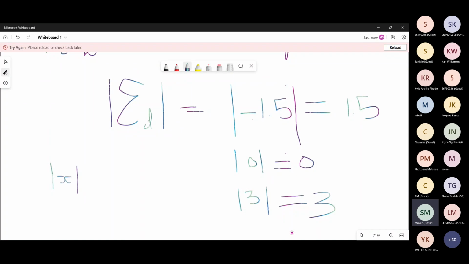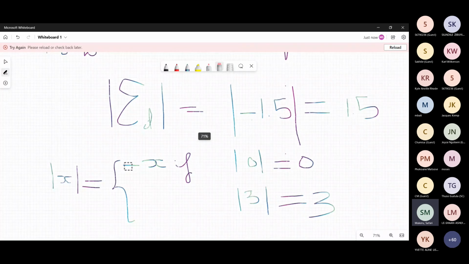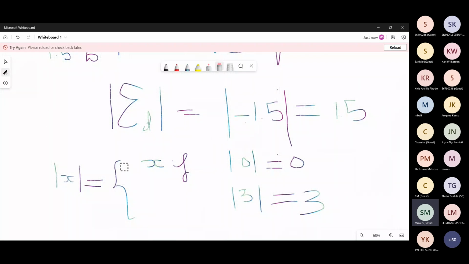Okay, good. So the absolute value of a number x is defined as 2 possibilities. It can be the opposite of x if this number is negative. Maybe I can start by the positive answer first. If x is positive, you keep the same number, right?